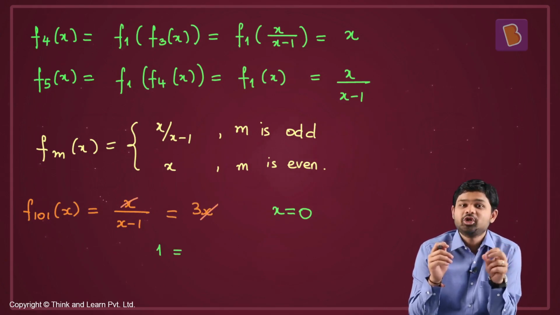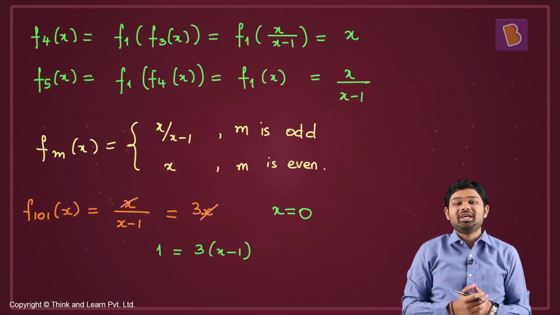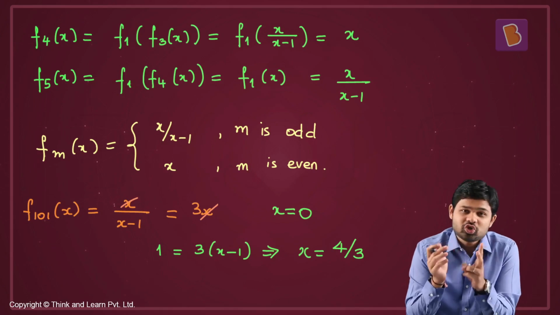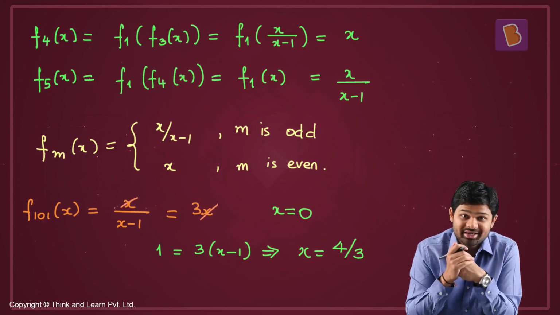I'll have 1 is equal to 3x minus 3, which upon solving gives me the value of x to be equal to 4 by 3. So I've got two solutions, x is equal to 0, x is equal to 4 by 3. Makes sense because a quadratic has been solved.